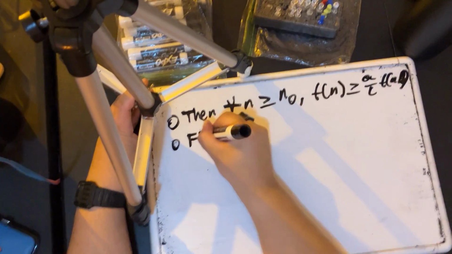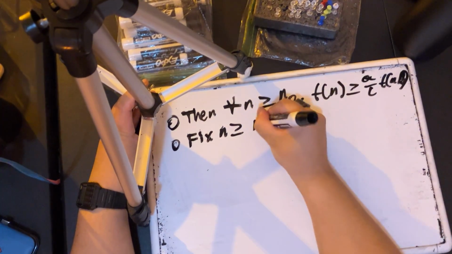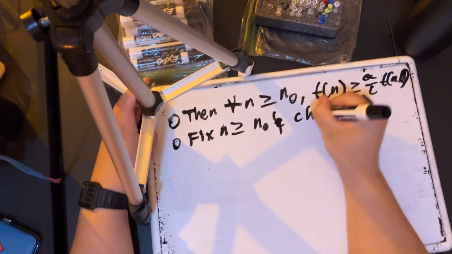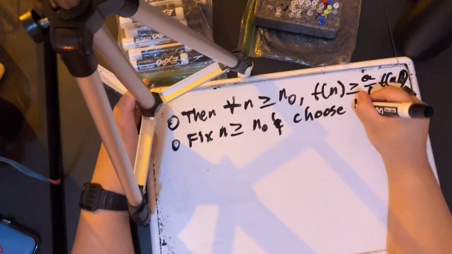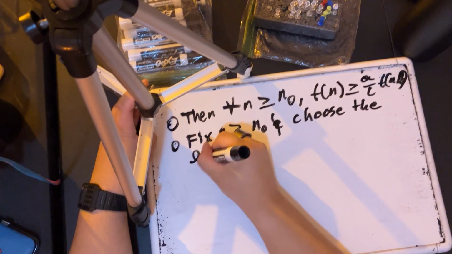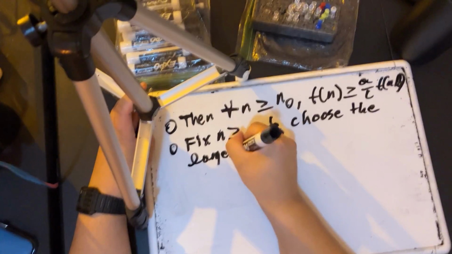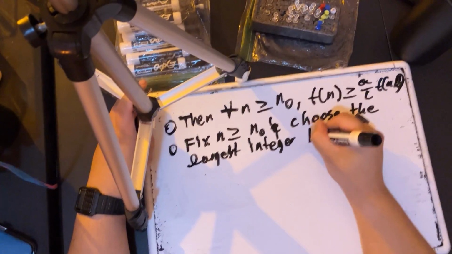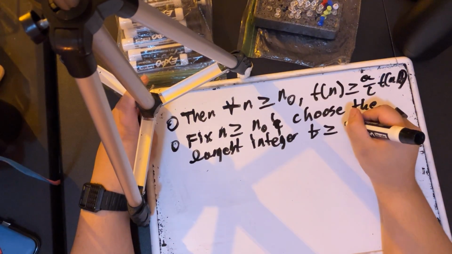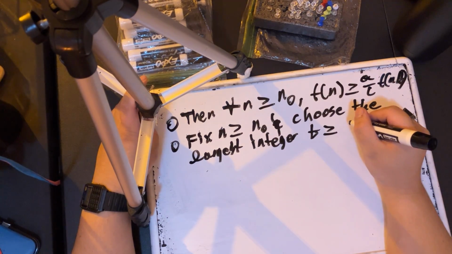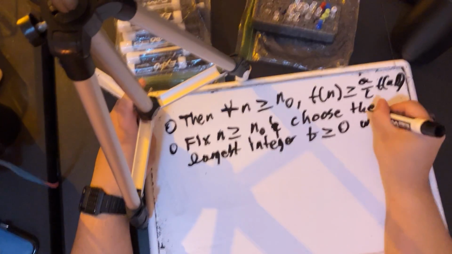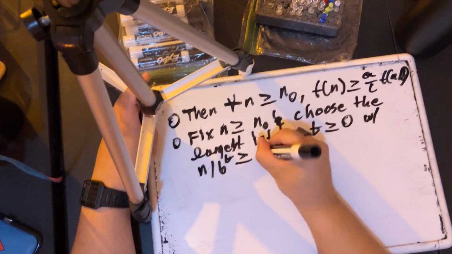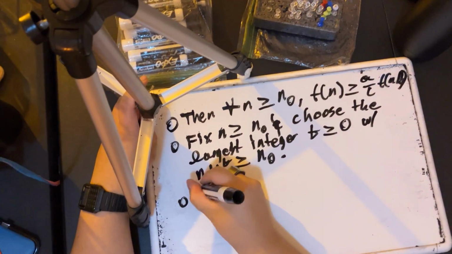Now, we fix n greater than or equal to n naught, and choose the largest integer t greater than or equal to 0 with n divided by b to the t greater than or equal to n naught, and iterating.